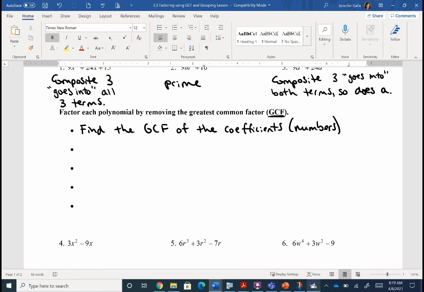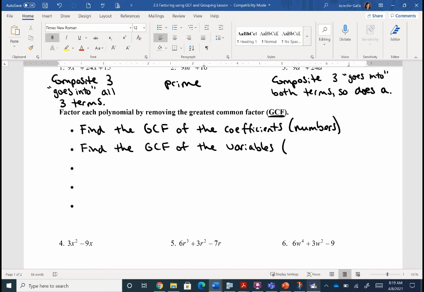Once you've looked at your numbers, we're going to do like we just did in example 3. We also need to look at the variables. So we're going to find the greatest common factor of the variables. And I'm going to put a little side note here for that. The greatest common factor for the variables, and again, every term would have to have that variable.